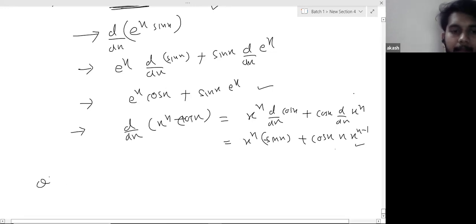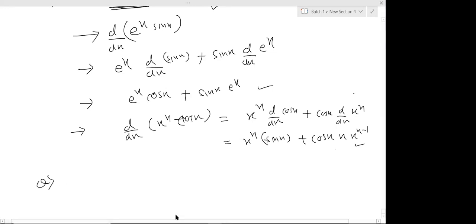Next question. e raised to the power x into x plus log x. Now let's solve this one. I'll give you a few minutes.